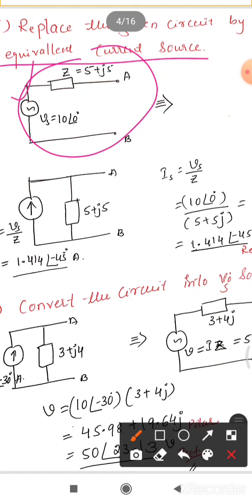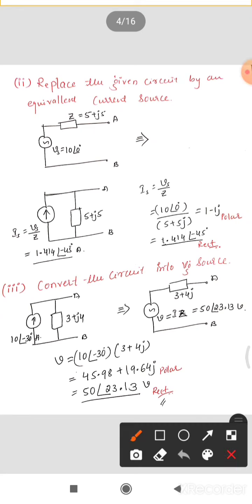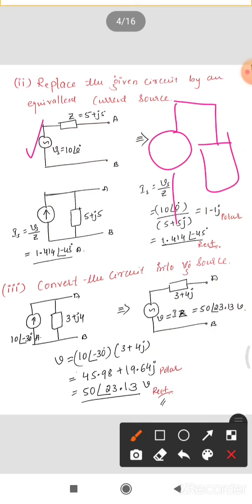What they have given is a voltage source and an impedance. So now we need to convert. While converting, we know that with the voltage source the impedance will be in series, and with the current source the impedance will be in parallel. Okay, this you know how to draw, right? Once you have drawn it, the impedance remains the same, that is Z, 5 plus 5J, it remains the same.